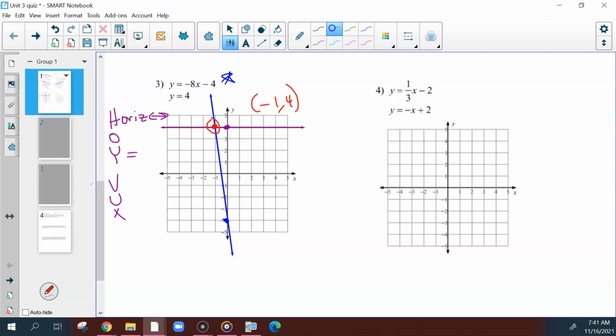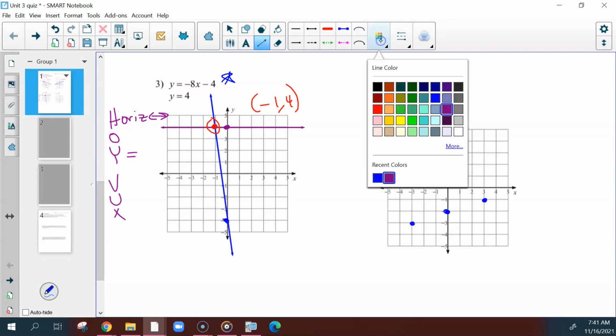And then for the last one, this one has a y-intercept of -2, slope of 1/3. So I'm going to go up 1 to the right 3, down 1 to the left 3, and graph that line.